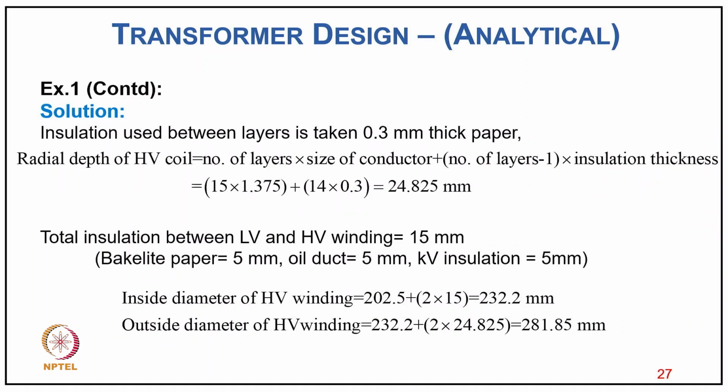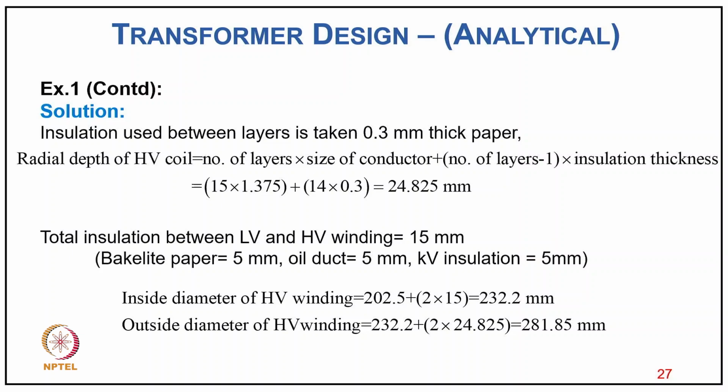Now coming to insulation used between layers, it is taken 0.3 millimeter thick paper. The radial depth of the HV coil is number of layers into size of conductor plus number of layers minus 1 into insulation thickness. Putting value, it comes 24.825 millimeter. So total insulation between LV and HV winding is 15 millimeter, with a bakelite paper of 5 millimeter, coil duct of 5 millimeter, and KV insulation of 5 millimeter.